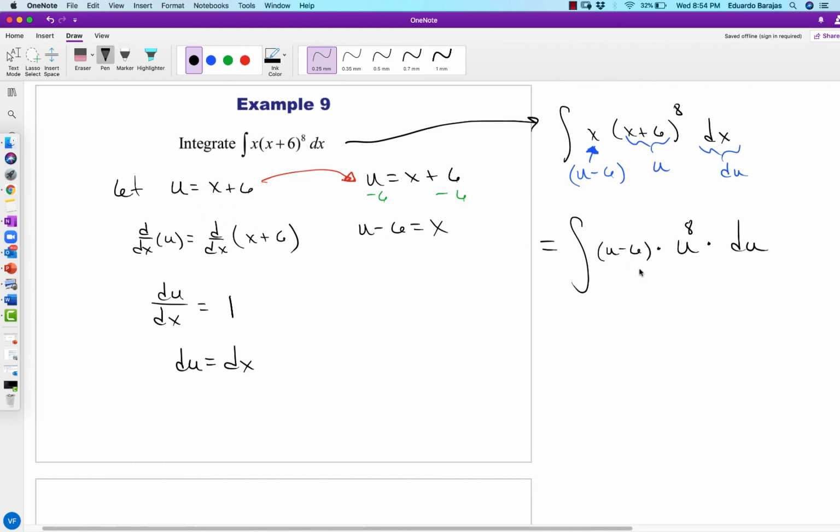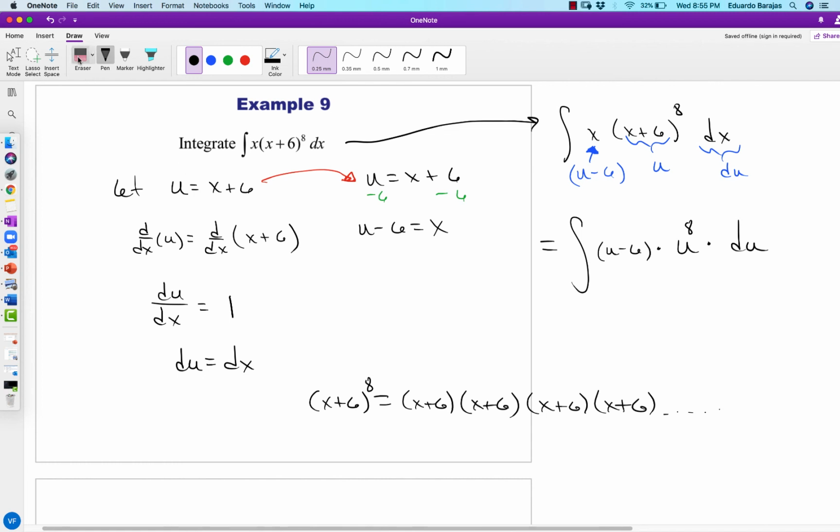But in this case, if you take a closer look, it actually is a lot easier to integrate, right? So here we had the binomial raised to the power of 8. We know that to expand that is really ugly, right? x plus 6 to the power of 8 is x plus 6 times x plus 6 times x plus 6 times x plus 6, right? 8 times. And to FOIL all of that, that's a nightmare.